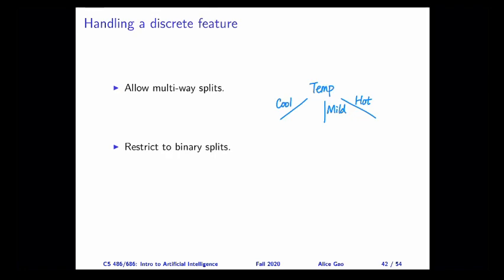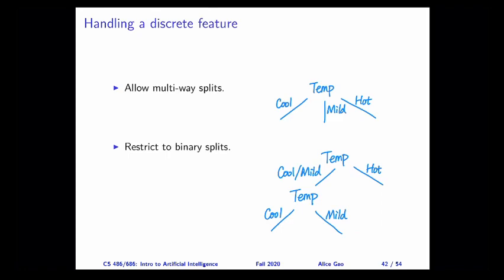There is in fact another way of handling discrete features. Instead of allowing multi-way splits based on the size of the domain, we can instead decide to restrict to binary splits only. Let me show you an example. Suppose that we restrict to binary splits only. Each binary split is going to separate out one value of the feature. In this example, we decided to first test whether temperature is hot. If temperature is not hot, then subsequently, we may decide to test temperature again and see if it's mild or cool.